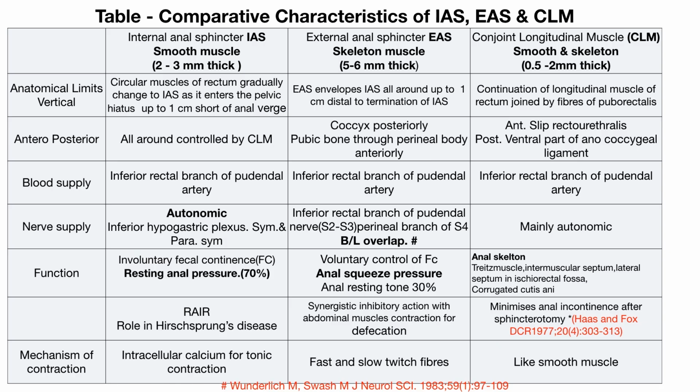Because the source of calcium required for contraction in the internal sphincter is intracellular. Nature has made things so beautifully. Intracellular calcium immediately gives contraction, and there is a tonic contraction. The fast and slow twitch fibers in the external sphincter do the dual function of tonic contraction as well as sudden control whenever there is a sudden rise in intra-abdominal pressure. And like smooth muscle, the conjoint longitudinal muscle also has this.